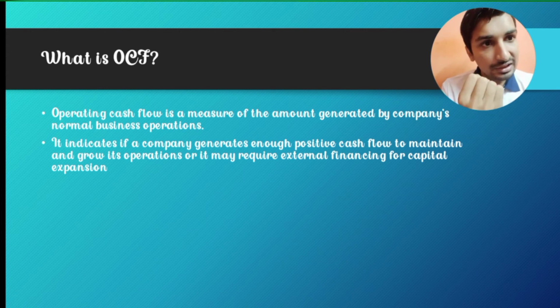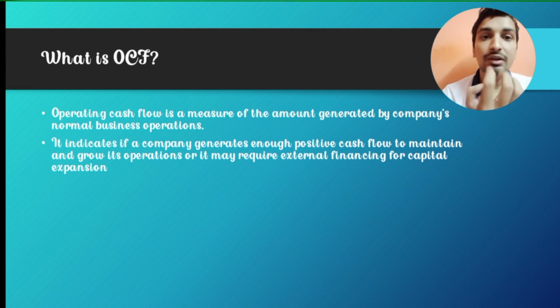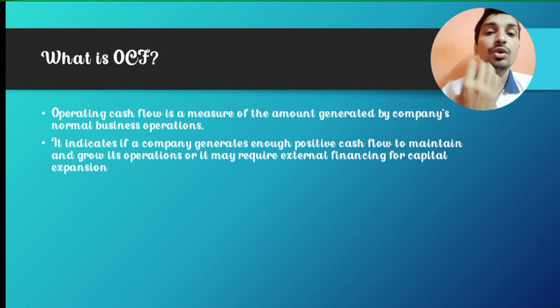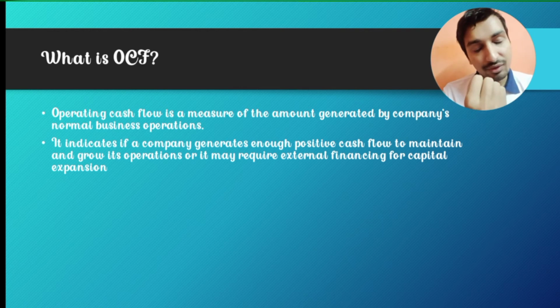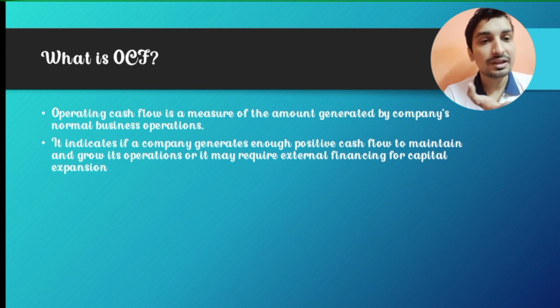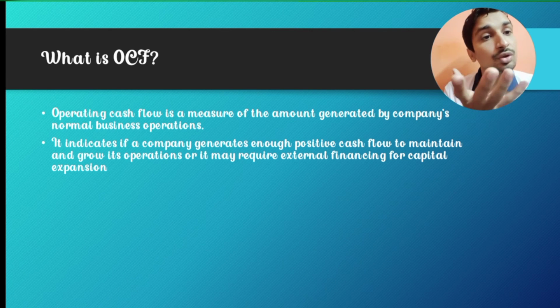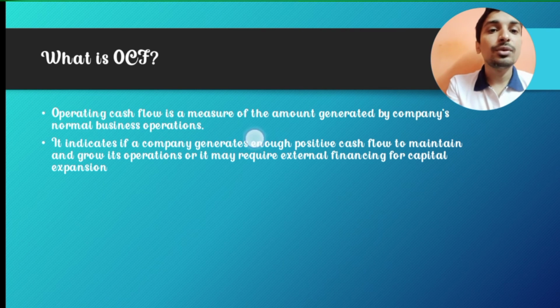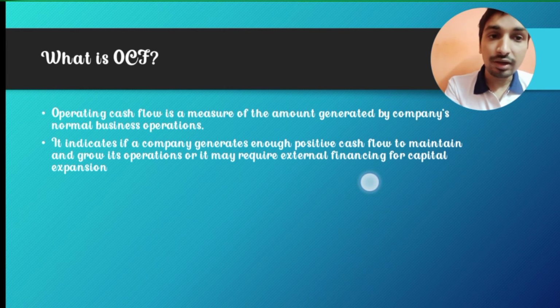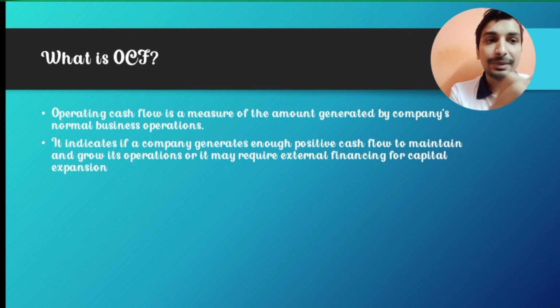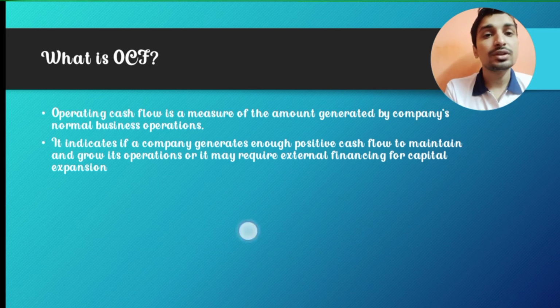So if the company has less cash flow, then it requires external financing. It requires money from other sources to grow its business. But if the company has good cash flow and enough cash reserve, it can use it for business expansion and to grow its operations. So that is what operating cash flow is: a measure of the amount generated by a company's normal business operations. It indicates whether the company generates enough positive cash flow to maintain and grow its operations, or whether it requires external financing for capital expansion.